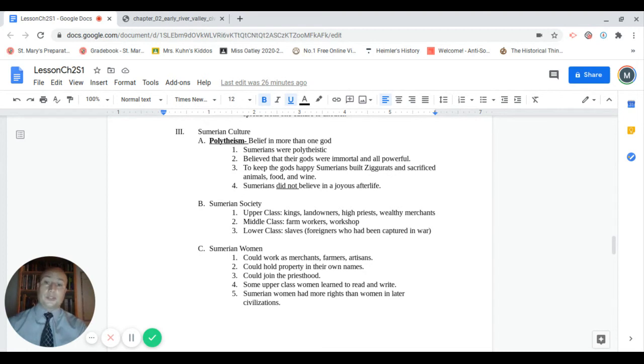They could also join the priesthood. This is unheard of. I mean, even in the Catholic faith, we don't have women who are ordained priests. We do have nuns, but these women are leading the temple rituals and so on and so forth. Some upper class women learned to read and write in the Sumerian language, which was called cuneiform, which we learned about in a previous section.